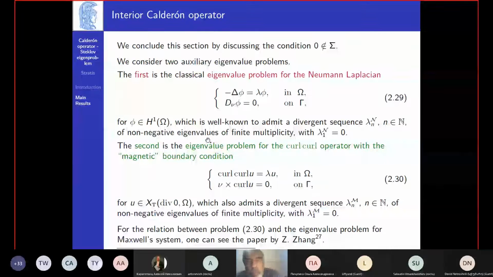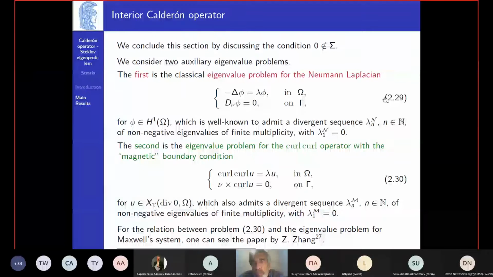And let me make a couple of remarks about the condition that zero is not in the spectrum sigma. This can be described a bit better by noting that if we consider problem 229, which is the typical eigenvalue problem for the Laplacian with Neumann condition, this has a divergent sequence lambda n, capital N, which is due to Neumann.